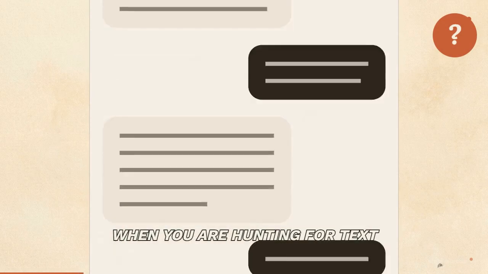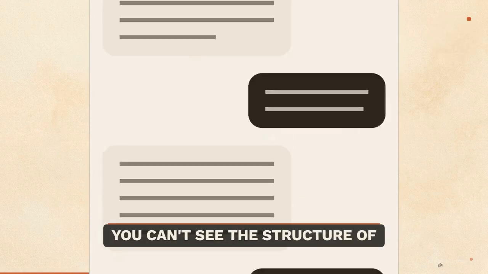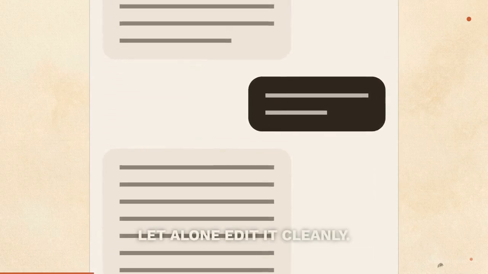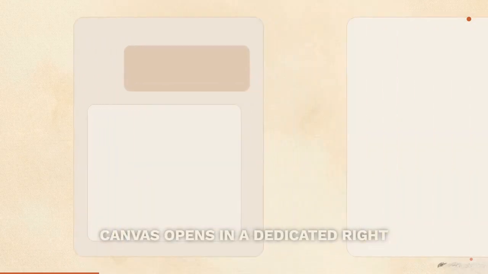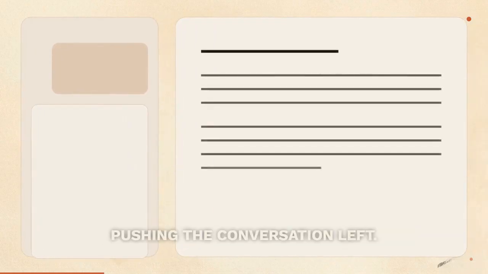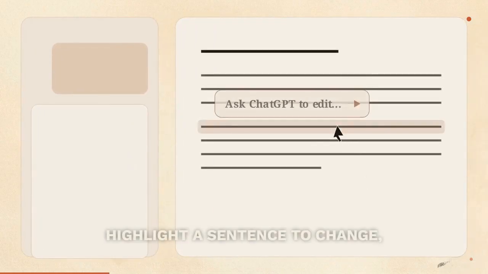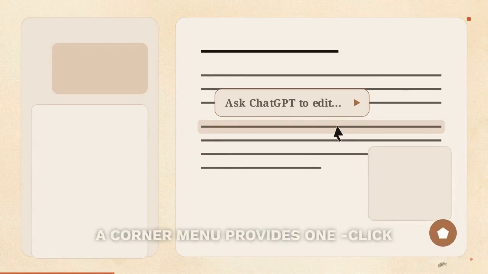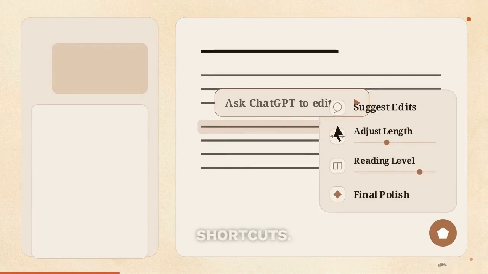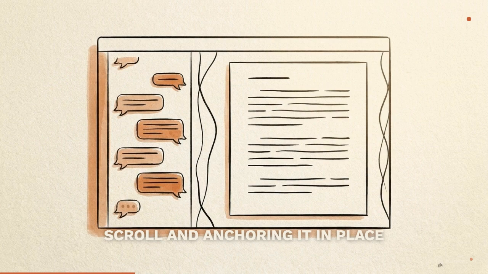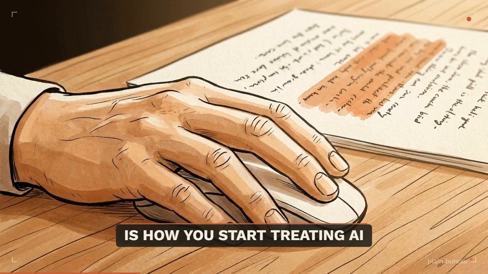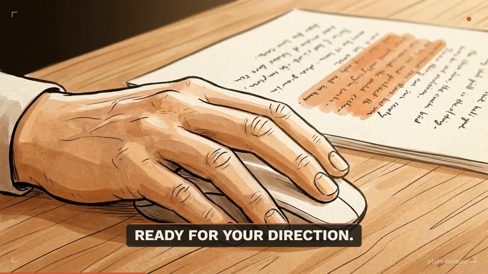A continuous scrolling feed is built for conversation, not revision. When you are hunting for text hidden somewhere up a thread, you can't see the structure of your draft, let alone edit it cleanly. Canvas opens in a dedicated right panel, pushing the conversation left. Highlight a sentence to change, and a prompt box hovers over it. A corner menu provides one-click shortcuts. Suggest edits, adjust length, change reading level, or polish grammar. Moving the text out of the scroll and anchoring it in place is how you start treating AI output as a rough draft, ready for your direction.